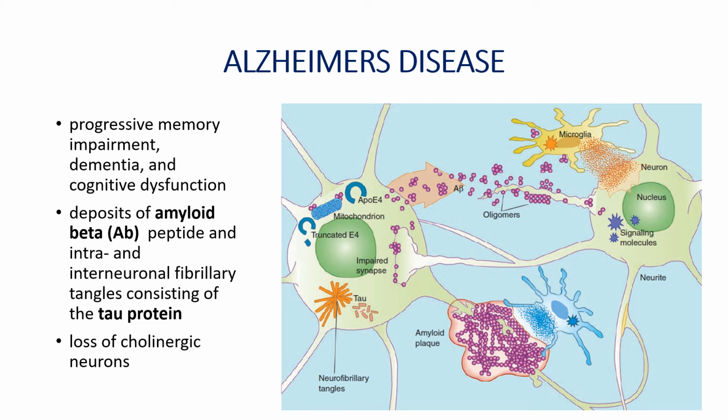Alzheimer's disease is a very common disease which affects geriatric patients. It is a progressive degenerative disease which causes memory impairment, dementia, and cognitive dysfunction. This occurs due to deposition of amyloid beta peptide and also intra- and interneuronal fibrillary tangles consisting of the tau protein. So you can see here.